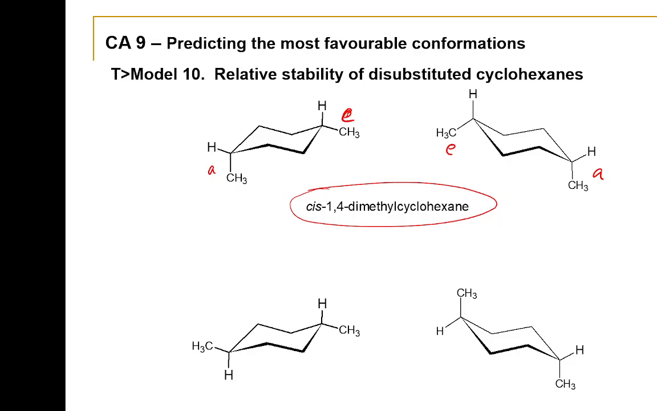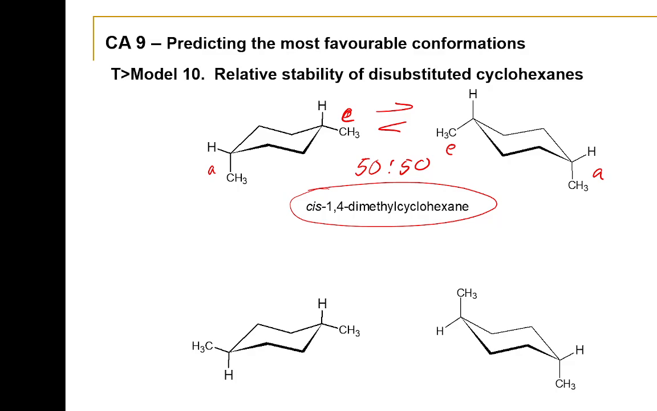So comparing these two conformers, can we say that one is more stable than the other? Both have an axial and an equatorial, right? And so, yeah, these are in equilibrium, and it would be 50-50. The equilibrium constant would be 1, right? Product over reactant.